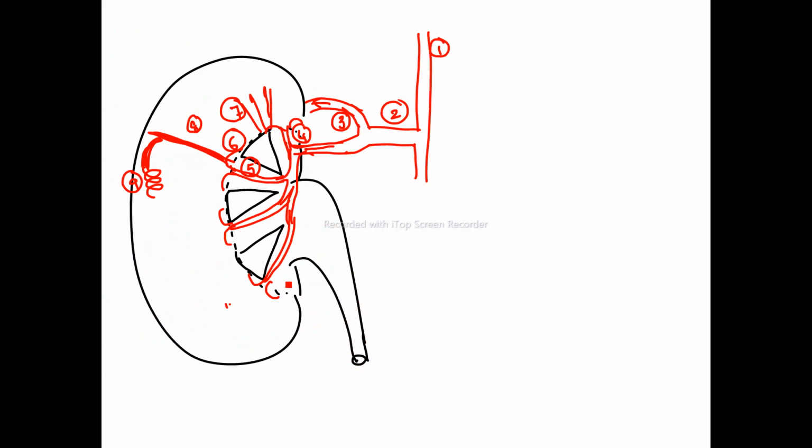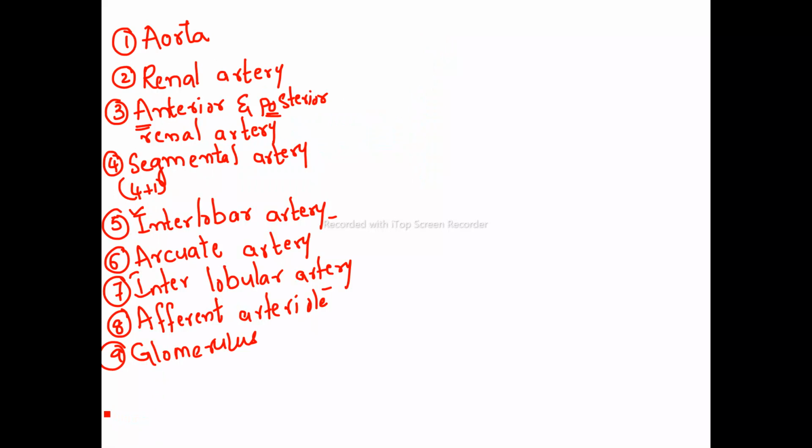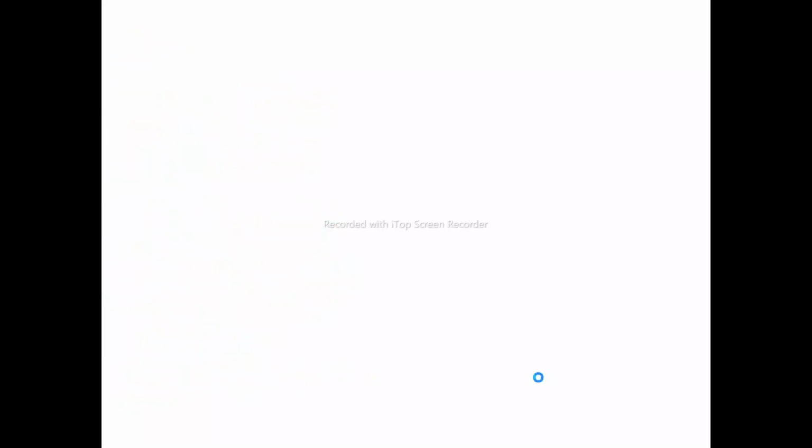Next, we also know from this glomerular capillary will be arising another blood vessel, to which we call, yes, efferent arteriole. Number 10 will be your efferent arteriole.